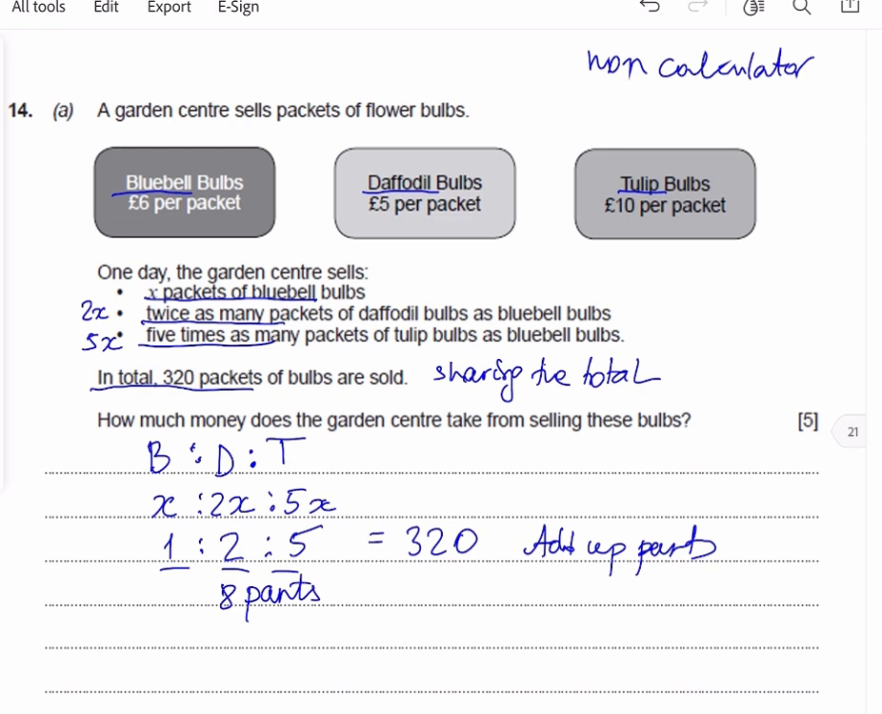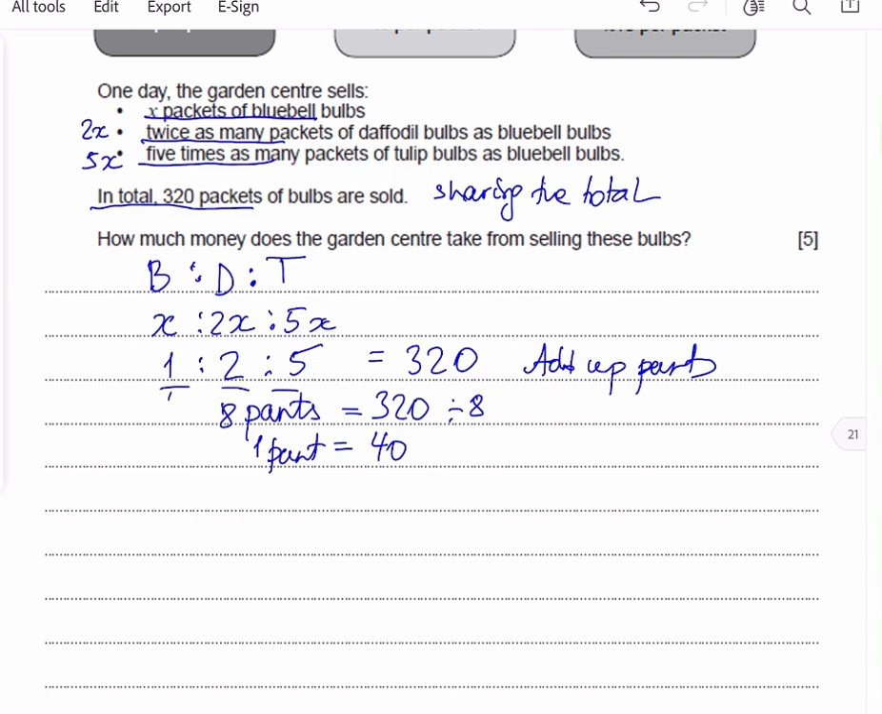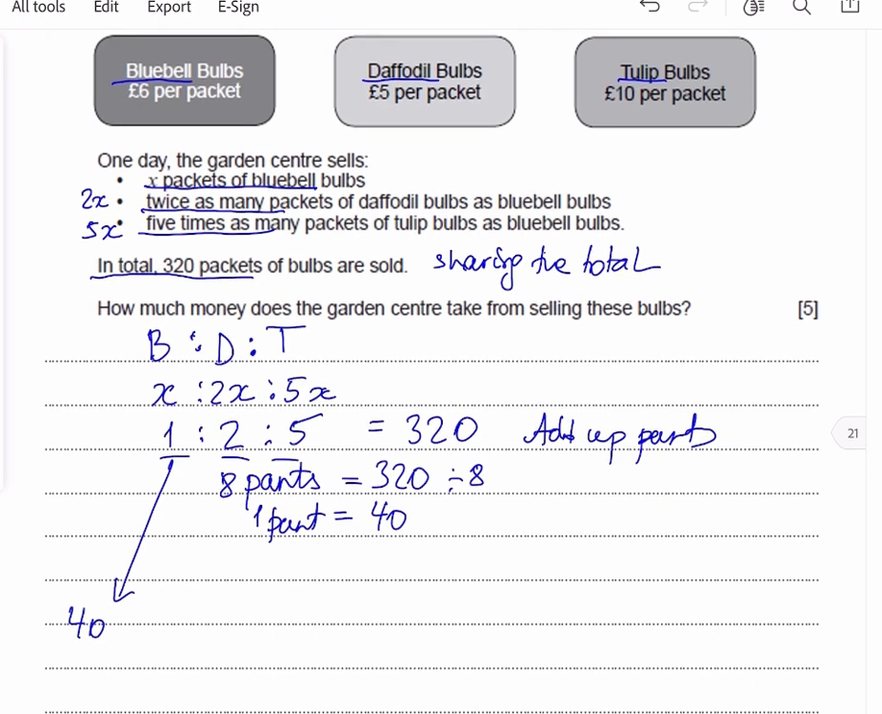And 8 parts mean 320 packets. So we're going to work out the 1 part from here. 320 divided by 8, which is 40. So we worked out 1 part. That is exactly what bluebells are.